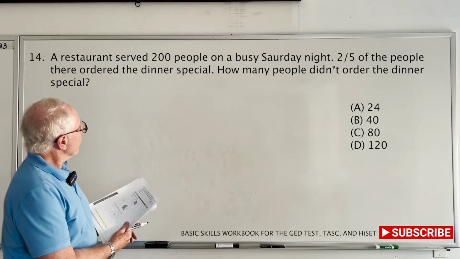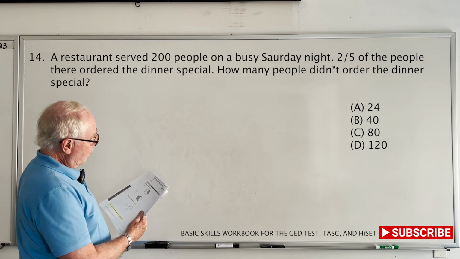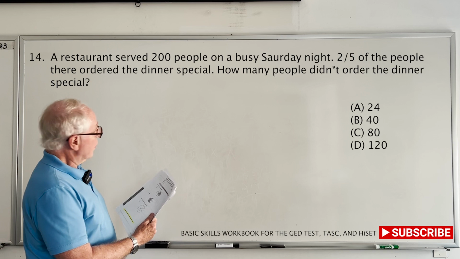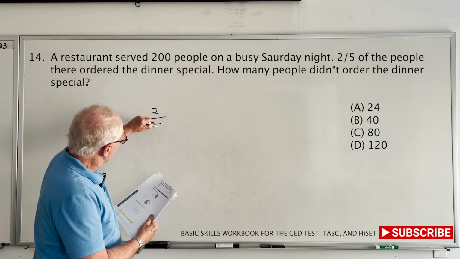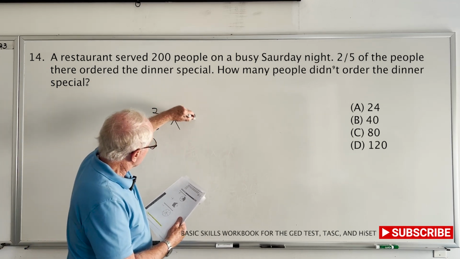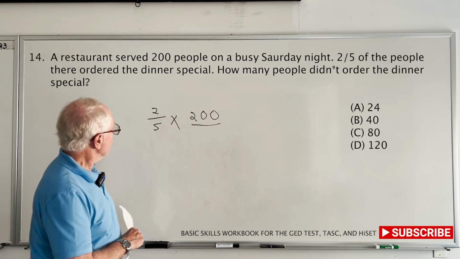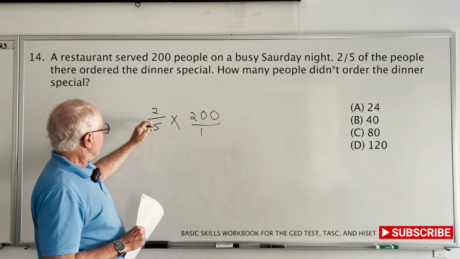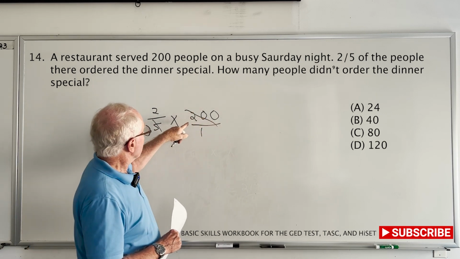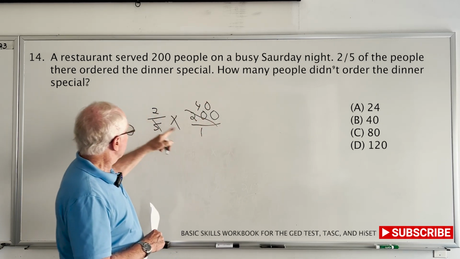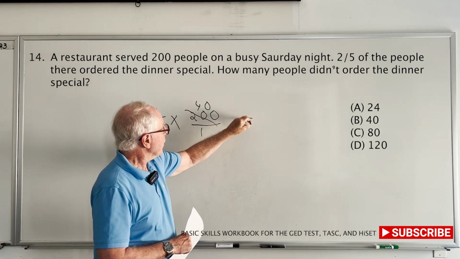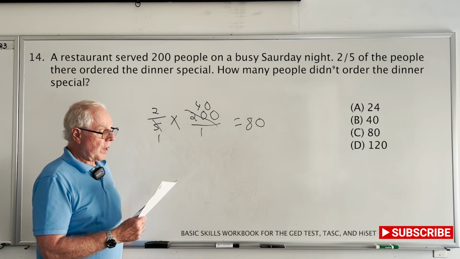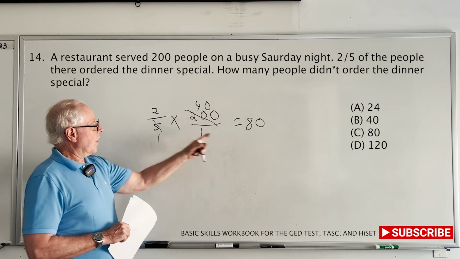Well, let's think about this for a second. Let's try to save time. We could figure out what 2/5 of 200 is. Okay, well, we may as well do it. We can cancel. 5 goes into 5 once. 5 goes into 200, 40. So 2 times 40 is 80. Okay? 2/5 of the people did order the dinner special.